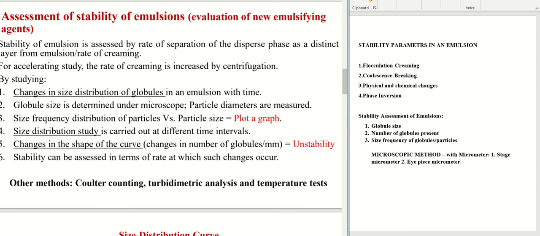Now at the end of this experiment, we will have data on the size of the globules and the number of globules per square area considered. This type of study is known as a size distribution study.